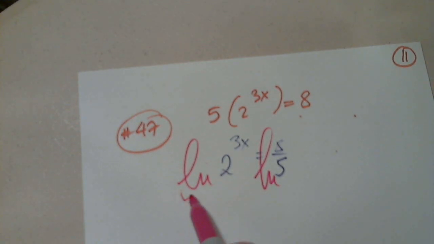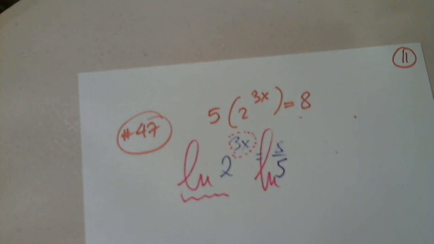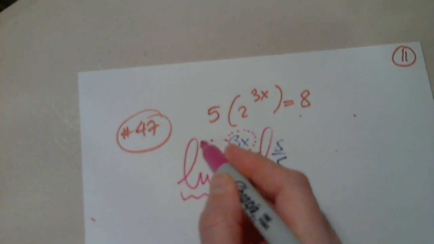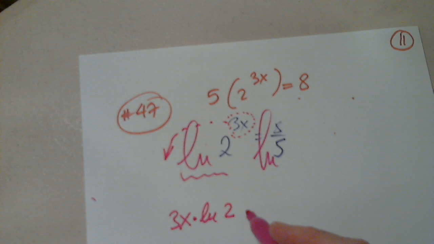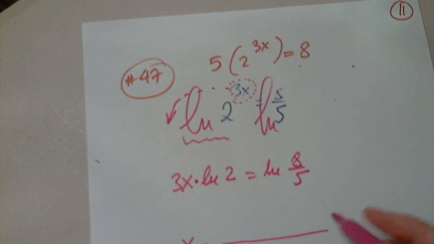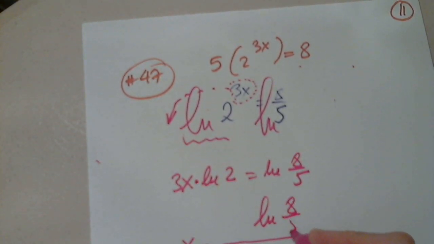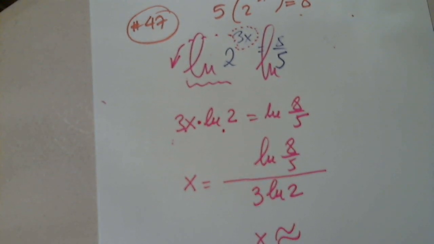Does anyone remember a property? What happens to this exponent in the log expression? Bring it down, can't you? In front as a factor. As a factor meaning multiplies, 3 natural log 2 equals natural log of 8/5. All I have to do to find x, this over this, 3 natural log 2. If I'm asked to approximate, be very careful how you do that.